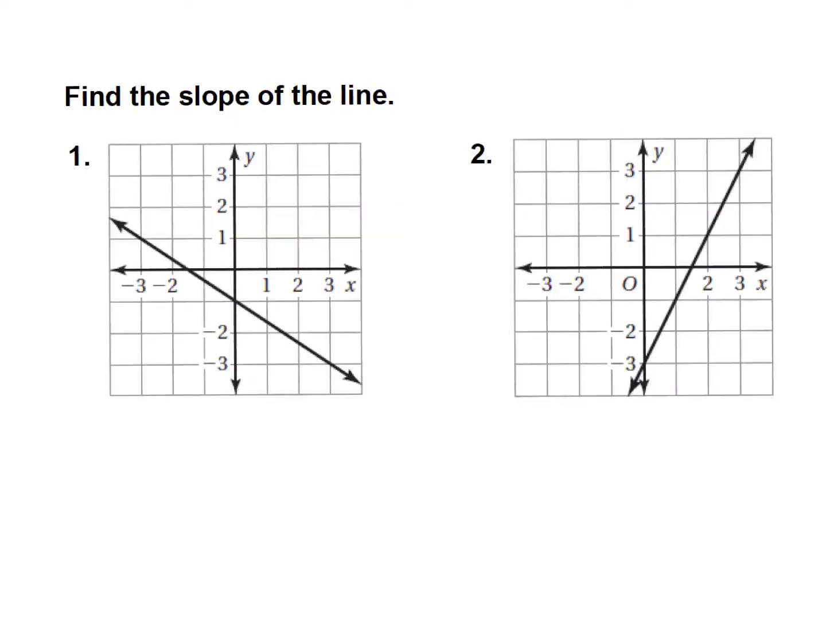So you guys already know what slope-intercept form is. y = mx + b. b is the y-intercept and m is the slope. So I should be able to give you a graph and you should be able to write the equation in slope-intercept form.